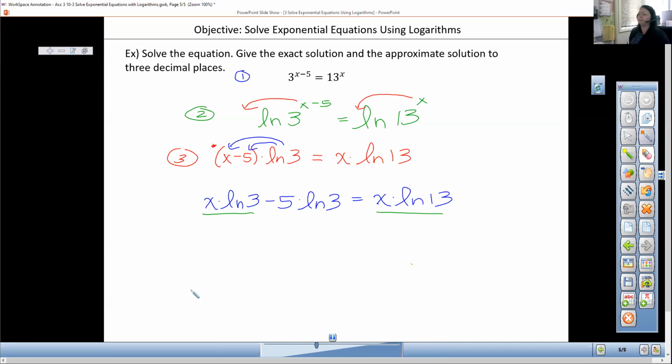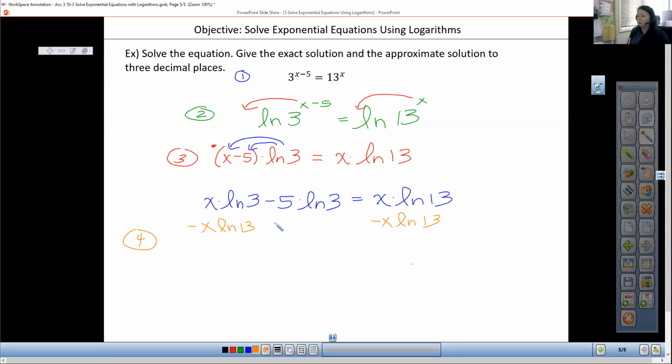Fewer negatives algebra. So what I'm going to do then is, these lines now look like division. This is not division. So I'm going to undo this by subtracting it from both sides, and I'm going to undo the subtraction by adding this term to both sides. So this now is gone, this is gone. So over here on this side, I have 5 times the natural logarithm of 3.